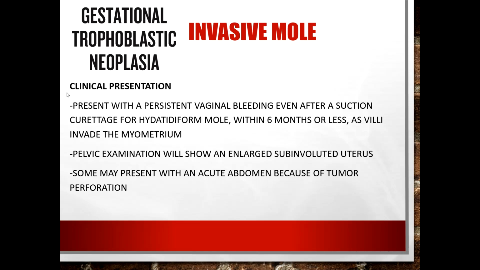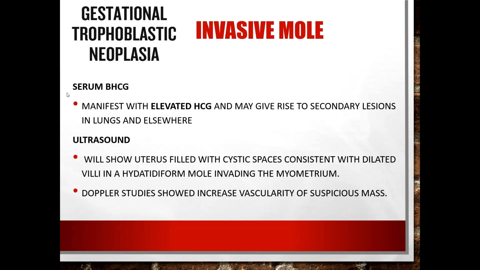Invasive mole clinically will not present differently from choriocarcinoma and other GTN, as they will manifest with an elevated HCG level and may give rise to secondary lesions in the lungs and elsewhere. In some patients, the initial transvaginal ultrasound may show findings already consistent with invasive mole with an intrauterine mass. These are cystic spaces consistent with dilated villi in hydatidiform mole invading the myometrium.